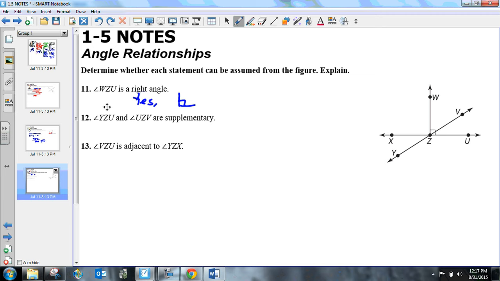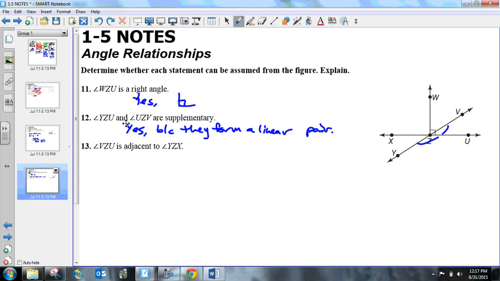All right, let's take a look at 12. It says YZU and UZV are supplementary. So this angle and this angle, are they supplementary? The answer is yes, because they form a linear pair. Okay, they form a linear pair.